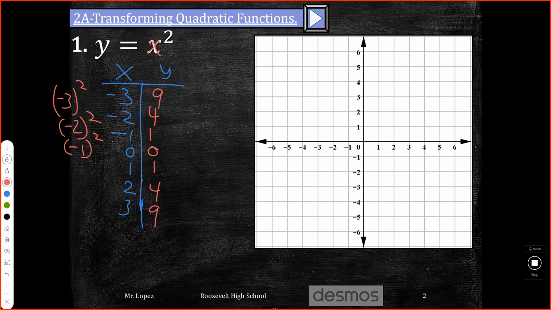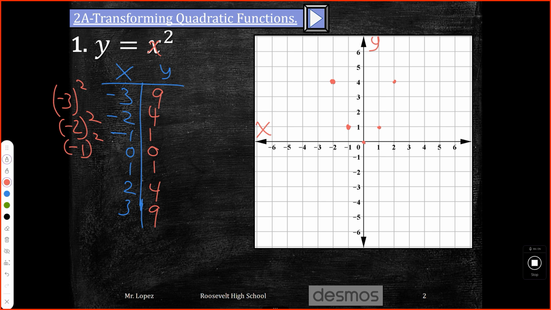And then we plot these points on the graph. -3, 9 is not on this graph. It just goes all the way to +6. So let's go ahead and graph -2, 4. -2 goes to 4. -1 goes to 1. 0 goes to 0. 1 goes to 1. 2 goes to 4. And we cannot graph 3 goes to 9.